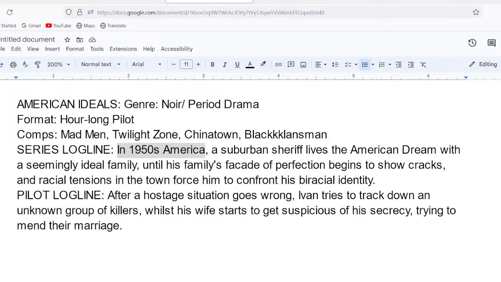After a hostage situation goes wrong, Ivan tries to track down an unknown group of killers while his wife starts to get suspicious of his secrecy. What secrecy? Trying to mend their marriage. So the series and pilot loglines to me sound like two separate shows. Because it doesn't really sound like a suburban sheriff living the American dream. Is the American dream to hunt down killers in a small town? Like, are you saying that he's always tackling things like hostage situations, and that's just part of his normal day-to-day life?